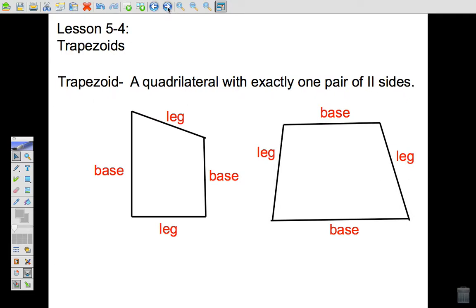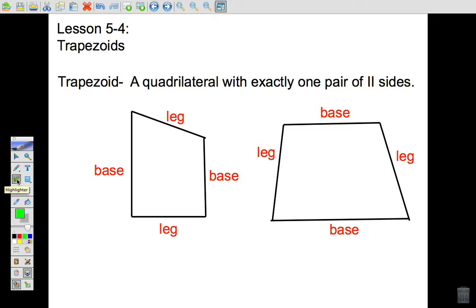Now to start off with, let's just go over what the definition of a trapezoid is. So you'll write this down. A trapezoid is simply a quadrilateral. A quadrilateral, remember, is a four-sided figure with exactly one pair of parallel sides. So a parallelogram and a trapezoid are similar in that they're quadrilaterals, but they're different in that, remember, in a parallelogram, both pairs of opposite sides are parallel. A trapezoid, you only have one pair of sides parallel.